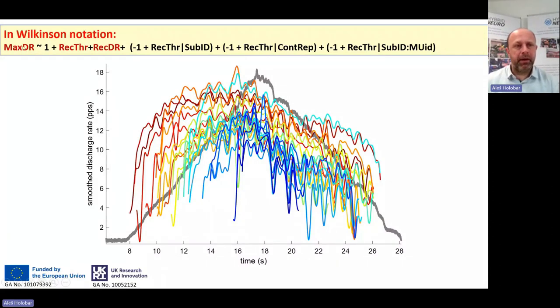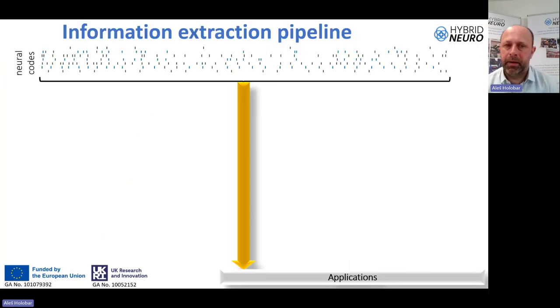The variables that we will observe, once again: the output variable will be the maximum discharge rate, and the fixed effects will be the recruitment threshold and the discharge rate at the recruitment, this one. I will later explain how these parameters have been calculated in the experimental case. The important thing to realize is that a lot in these statistical models depends on the quality of the parameter extraction.